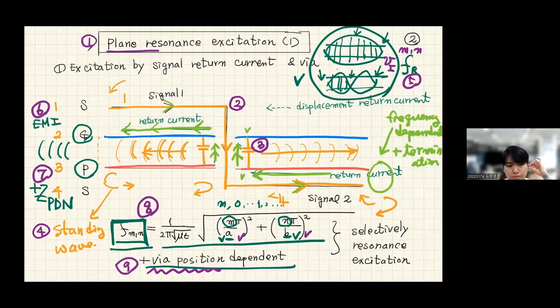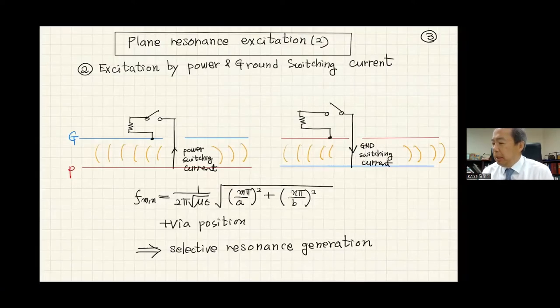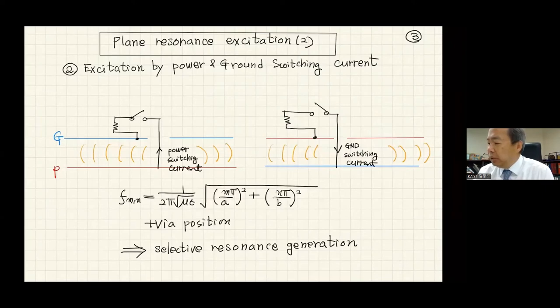So there are many things involved in this slide, but the major focus will be plane resonance excitation. That means what kind of situation we may have which excites these power ground plane resonances. Now I'd like to continue to the next one, case of power ground plane resonance excitation.